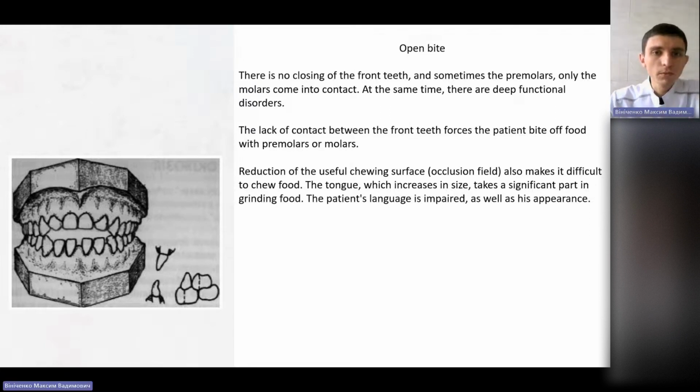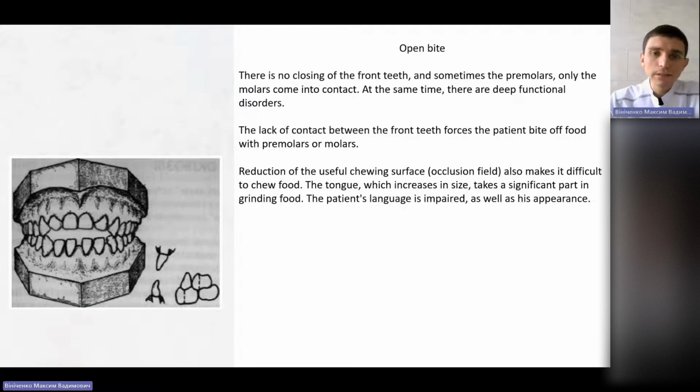The lack of contact between the front teeth causes the patient to bite food with premolars or molars. So with the molars, it is the first type; with the premolars, it is the second type. Reduction of the useful chewing surface, the occlusion field, also makes it difficult to chew food. The tongue, which increases in size, takes a significant part in grinding food.